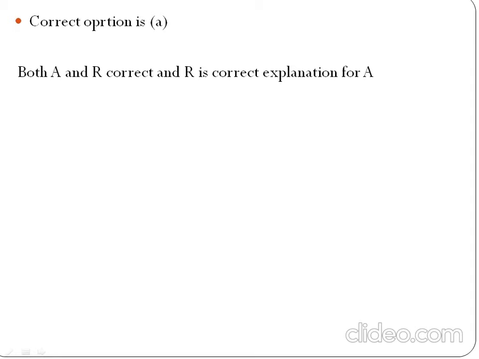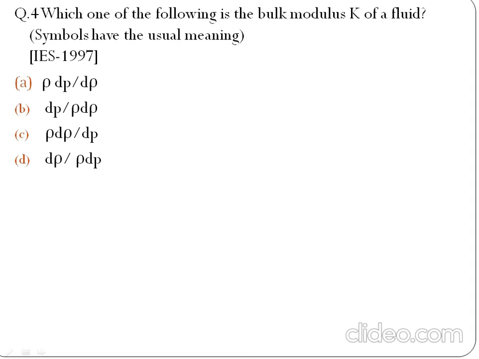Question 4. Which one of the following is bulk modulus K of fluid? Option A, rho dp upon d rho. Option B, dp upon rho d rho. Option C, rho d rho upon dp.